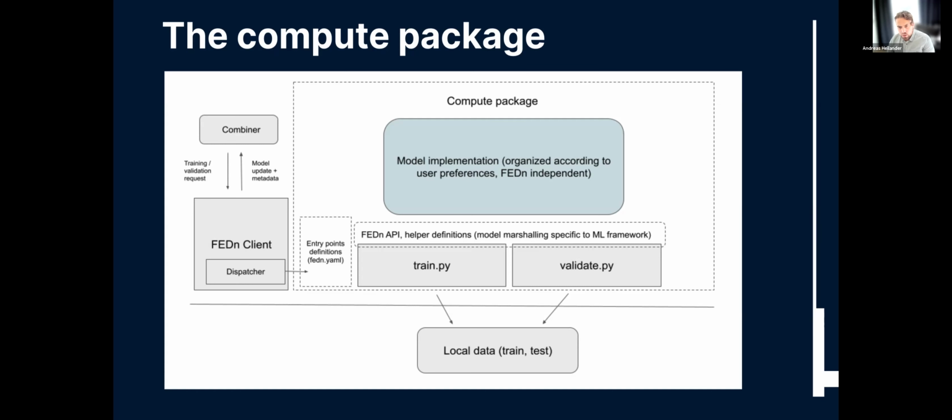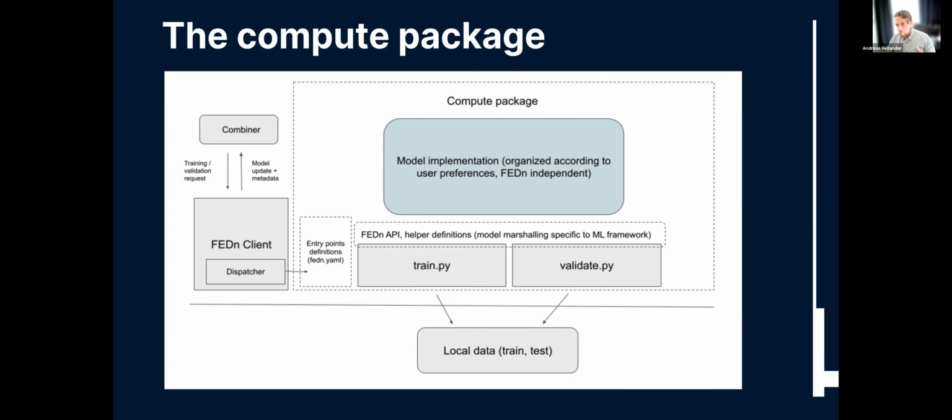These are typically the programs that directly read your local data, that interface with the local data. Then there is this gRPC client I told you about, the FedN client, which has a dispatcher. This is the one that receives requests from the combiner to do updates or validations, and then it dispatches this request eventually to the compute package.